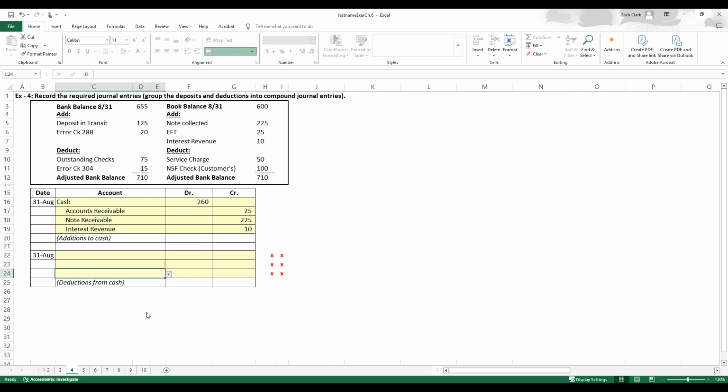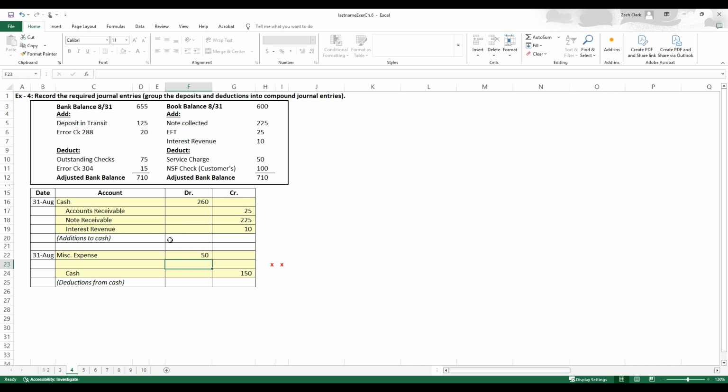And then let's do the deduction side. So when we're doing deductions, we have to start with cash, and it's just the total of the deductions, these two. And then we're going to record a service charge. So that'll be an expense. And what are we going to call that? We have a service charge account. I think we might just call that miscellaneous expense, it looks like. And we're going to say that's 50.